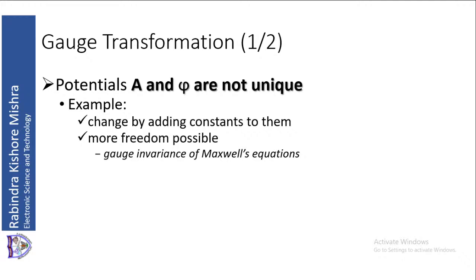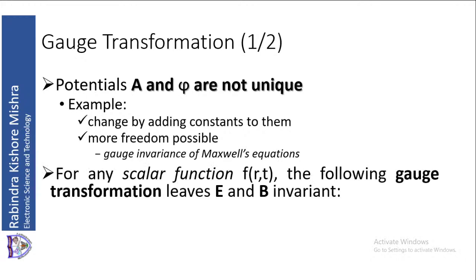Maxwell's equations do not change if we add anything to A or anything to phi, because A and phi are defining E and H. E and H define Maxwell's equations. Changing A and phi is not changing E and H. Since E and H are not changed, Maxwell's equations are not changed when we add something to A or something to phi. So gauge invariance of Maxwell's equations is possible. We get more freedom.